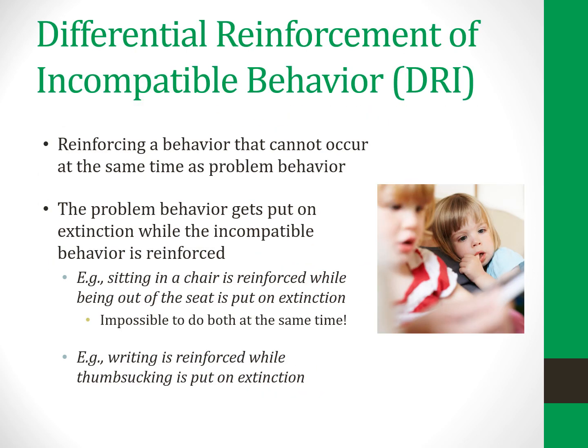Okay, another thing we might do is try to teach an incompatible behavior and start reinforcing that. So an example is this. If you have a child that's getting out of their seat a lot in the classroom, one of the things that we might try to really reinforce is sitting in a chair. Anytime they're sitting in a chair, we're like, "Great job sitting down. I love that you're sitting down at the table for dinner. This is wonderful," right? So sitting in a chair is incompatible with walking around the room. Can't do both at the same time.